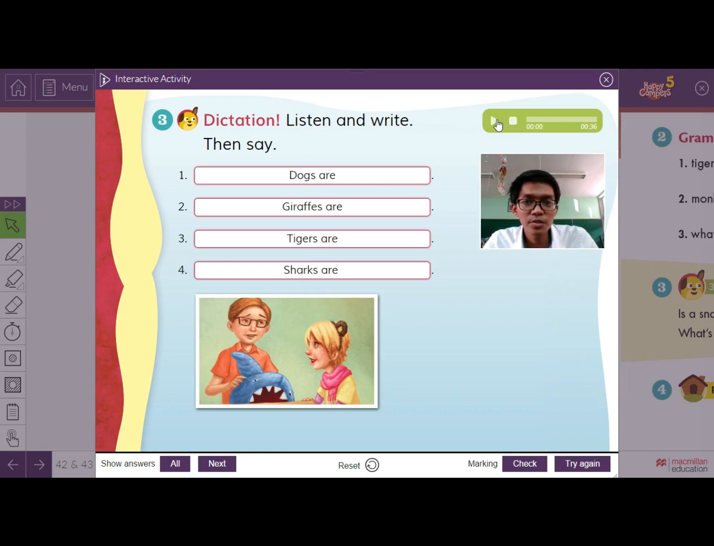Okay, I'll repeat one more time. Unit 5, Lesson 3, Activity 3, Dictation. Listen and write. Then say.